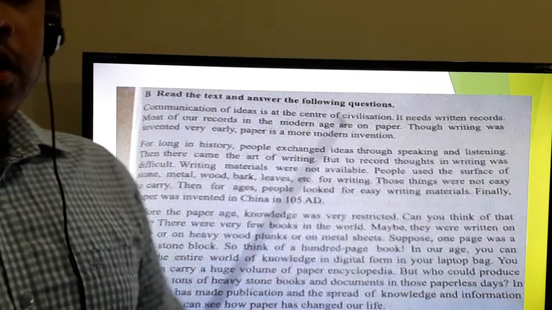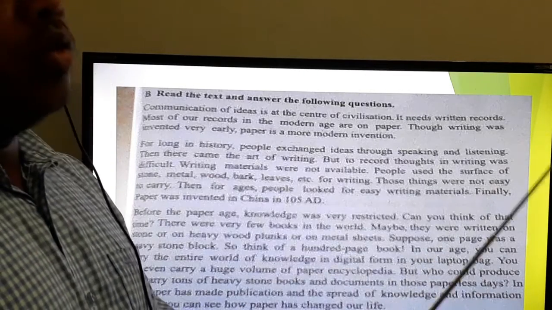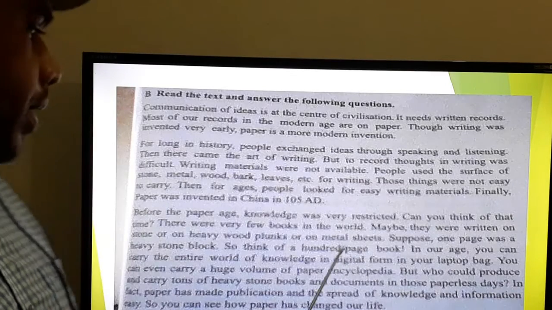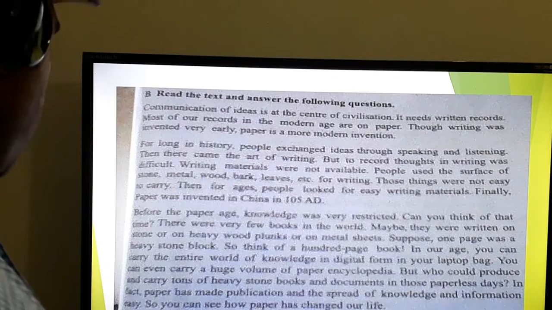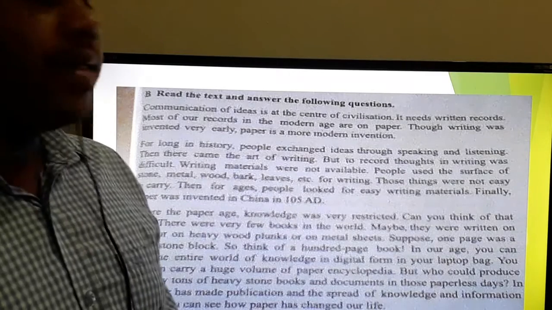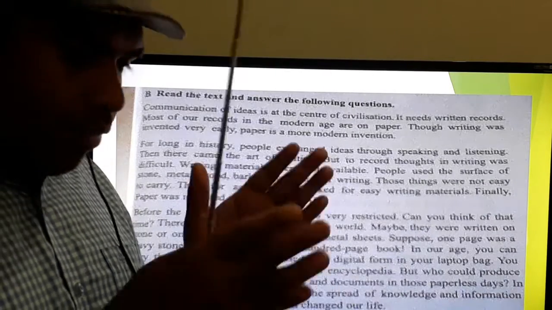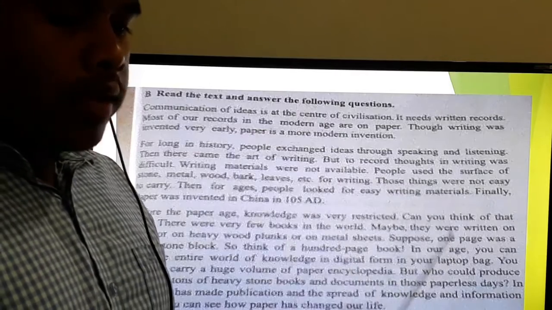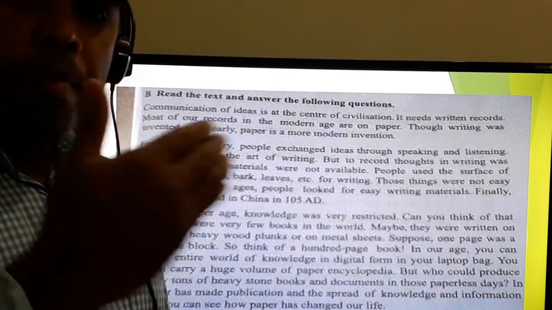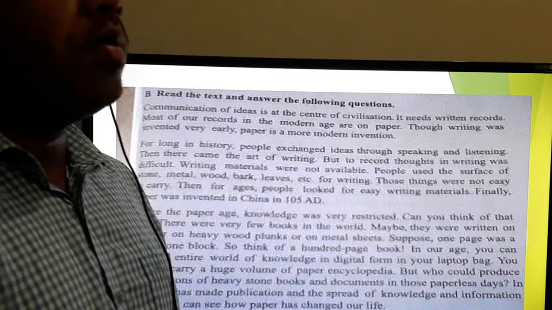Try to understand. These were not easy to write on, and people used metal or stone as written documents. Suppose one page was a heavy stone block. So think of a 100-page book in our age. In a book there are hundreds of pages. But if one stone is a page at that time, then to make a book was simply impossible, and it was simply impossible to carry.